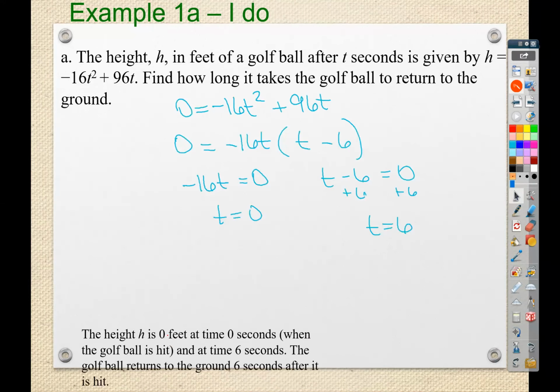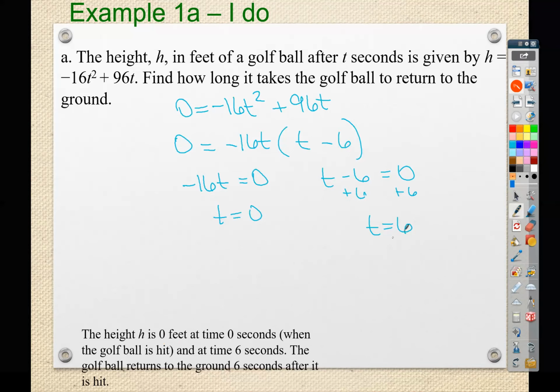So the height is 0 feet at the time of 0 seconds, when the golf ball was first hit, and again at the time of 6 seconds. The golf ball returns to the ground 6 seconds after it has been hit. So your answer would be 6 seconds.